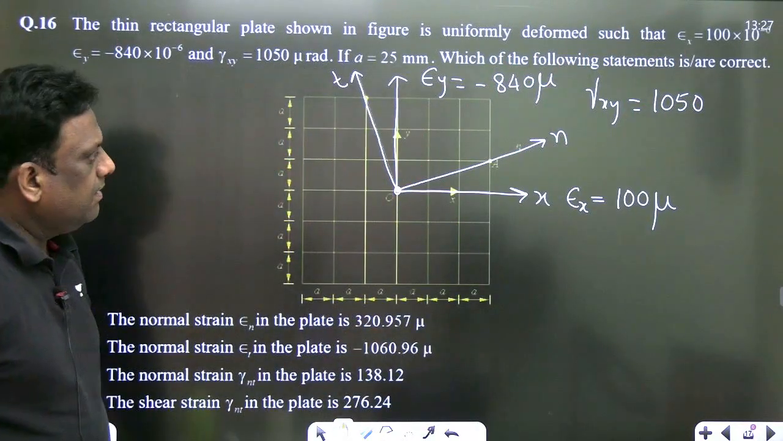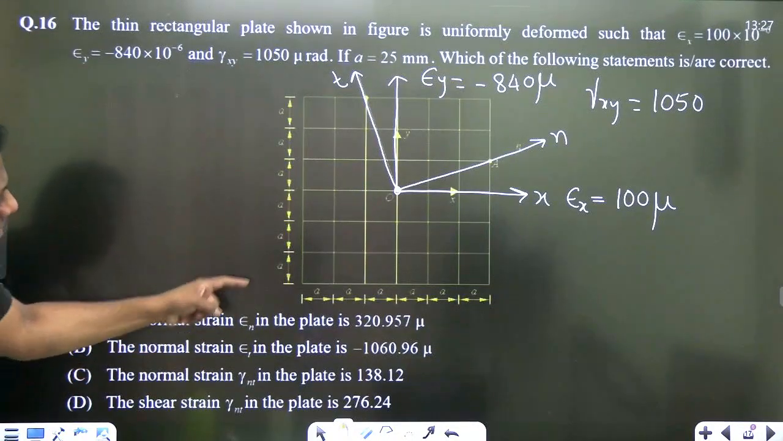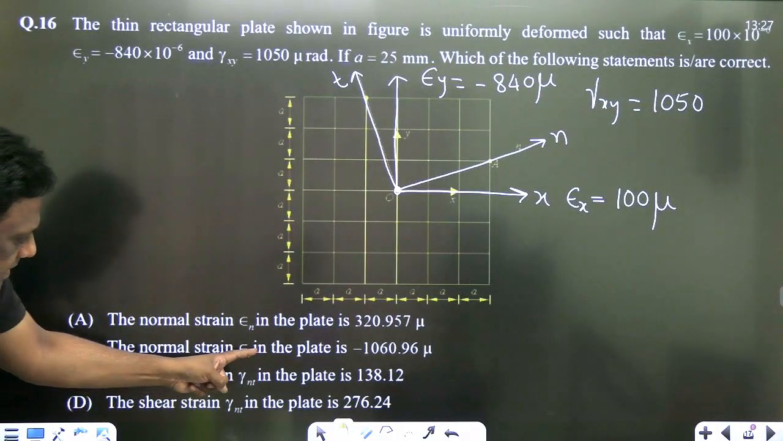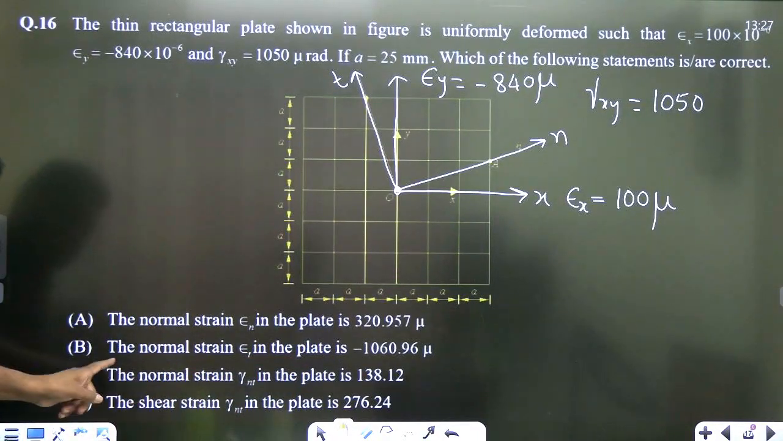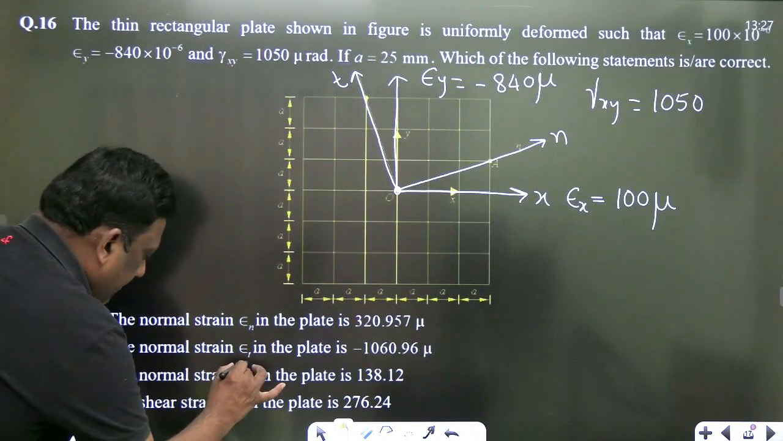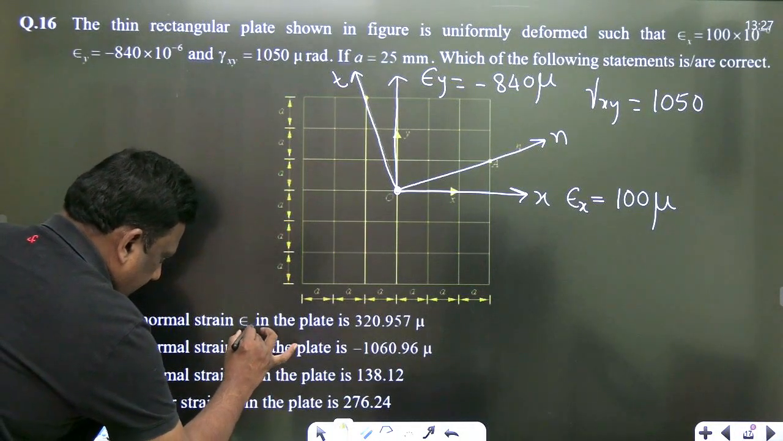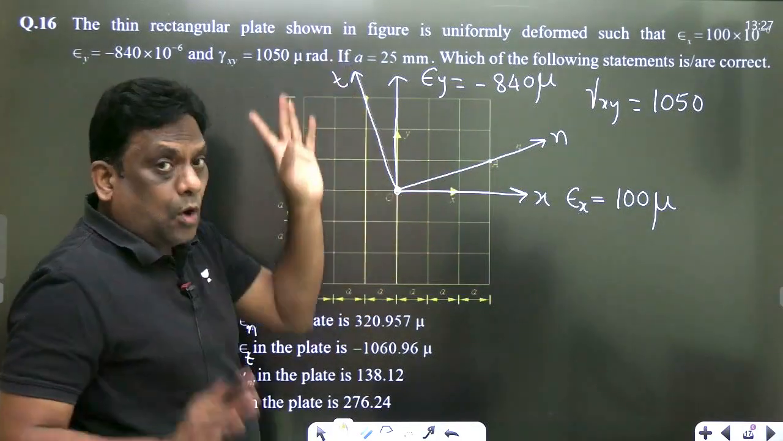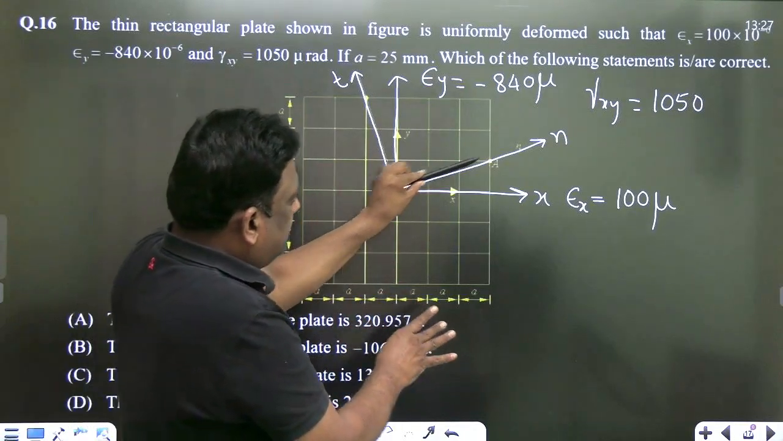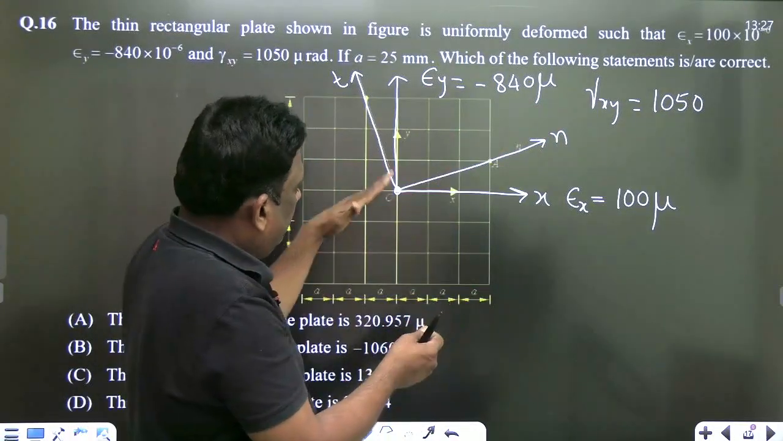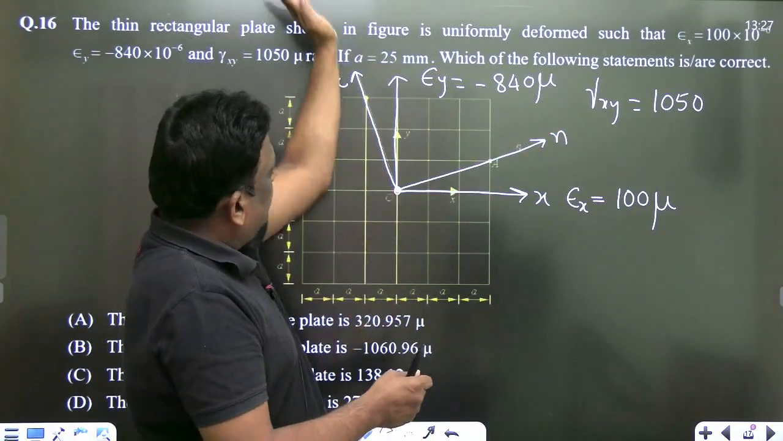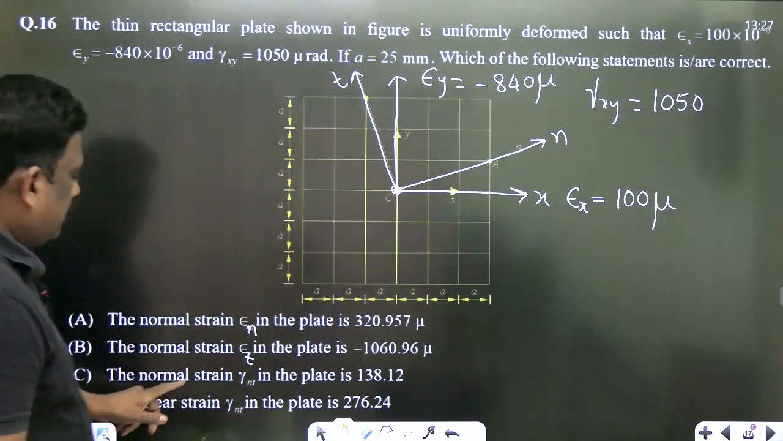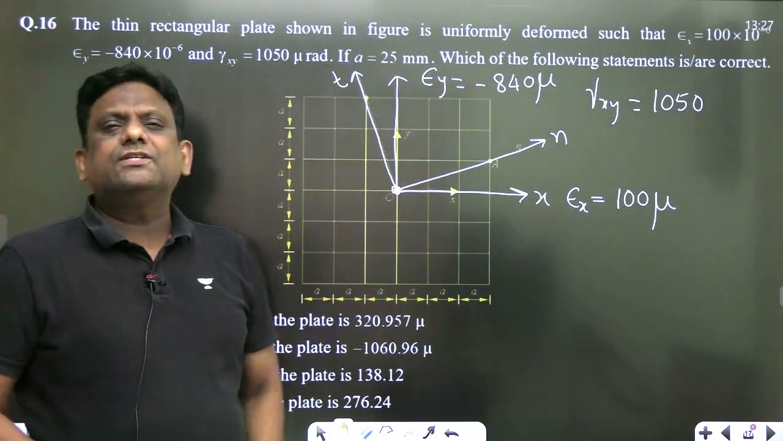Look here, sir. What is he asking? The normal strain in the plate, that is, epsilon T and epsilon N. He is asking the normal strain in the N direction, the normal strain in this direction, the normal strain in this direction, and also the shear strain at this point. He has asked for shear strain. Let's try to do this question.